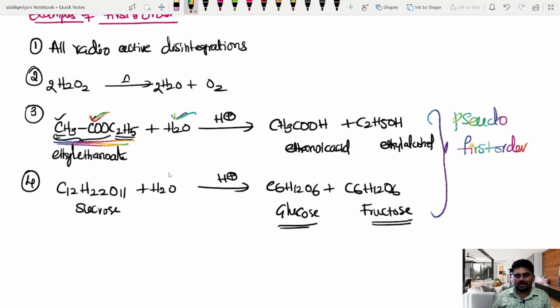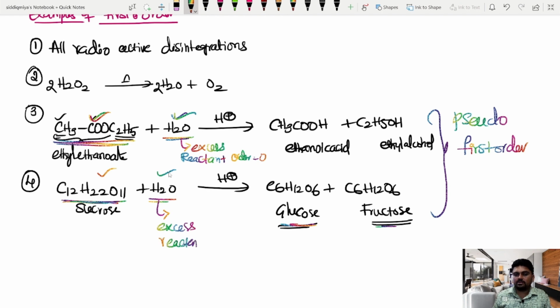Next, the sucrose upon hydrolysis will give glucose and fructose. This also follows pseudo first order. The reason is molecularity is 2, but order is only 1. Order we are taking with respect to sucrose only. Why like this? Here H2O is in excess. With excess reactant, the order with respect to that is 0. With respect to the excess reactant, order will be considered as 0.